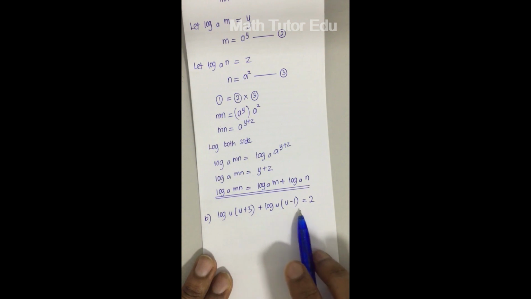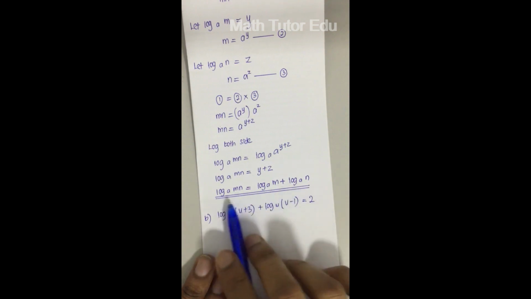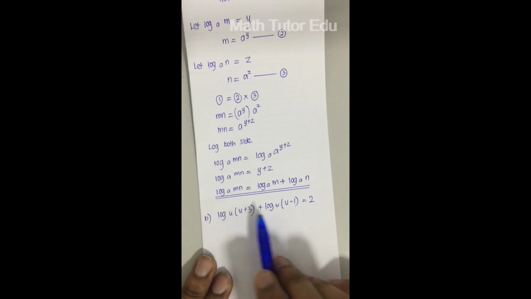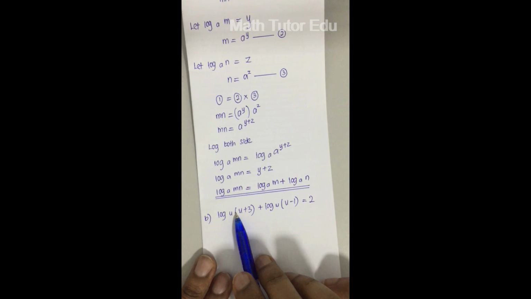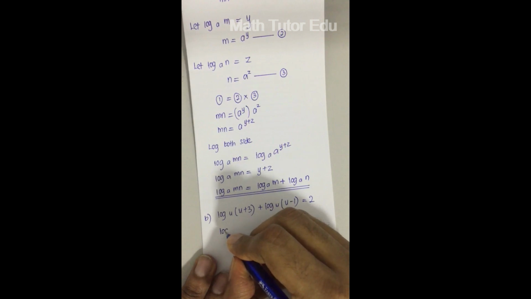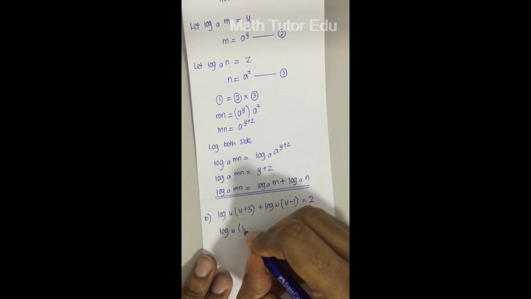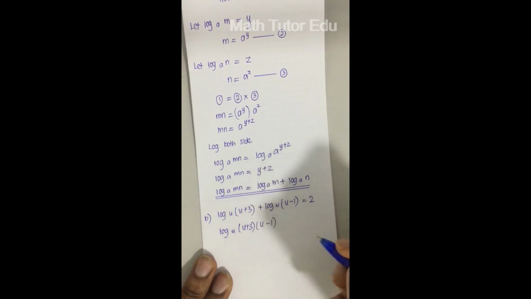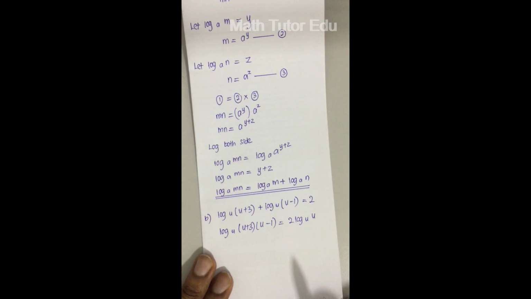And then if you take notice of the left hand side, they both have the same base and it's an addition, so you can multiply the arguments together. Okay, so from here, log u of (u plus 3) times (u minus 1) is equal to 2 log u. Okay, because log u is 1, 2 times 1, you get back the 2 over here. So we're doing it in the reverse way, guys, in this case.